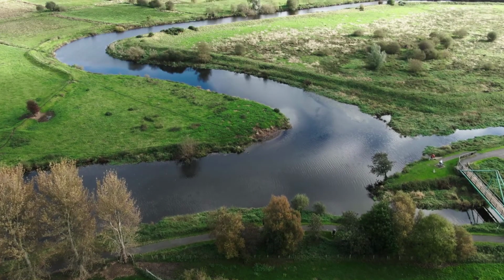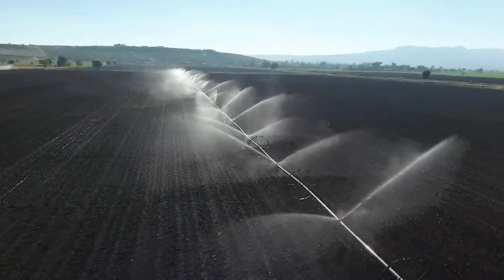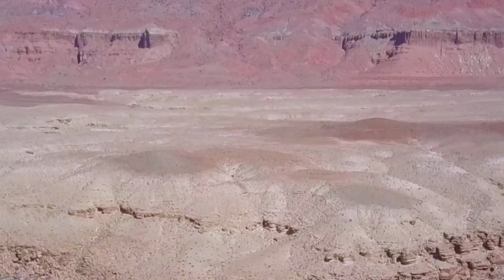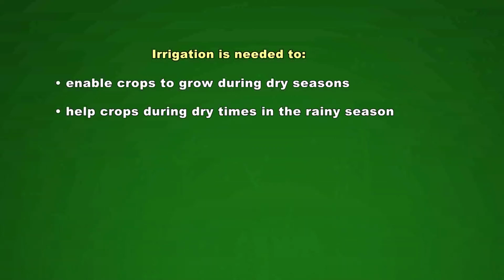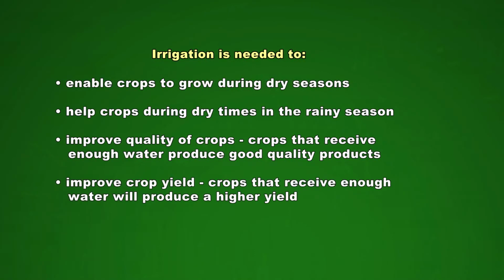We have now discussed the different irrigation systems, but let us look at why irrigation is necessary. In a dry country such as Namibia, irrigation is very important. During the dry seasons, crops will continue to grow if you irrigate them. Sometimes there are long periods of no rain, even in the rainy seasons, and irrigation will help plants during that time. Crops that receive water regularly have a better quality. The yield of crops that receive enough water will be better.